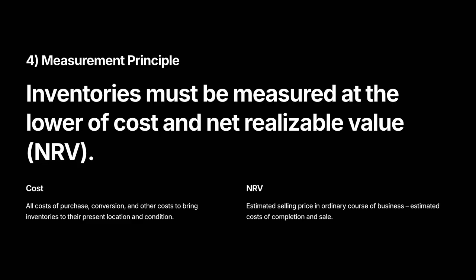Measurement principle. Measure inventories at the lower of cost and NRV. Cost captures what you spent to bring items to their current location and condition. NRV is the estimated selling price in the ordinary course of business, less cost to complete and sell. Always compare cost and NRV and carry the lower amount.